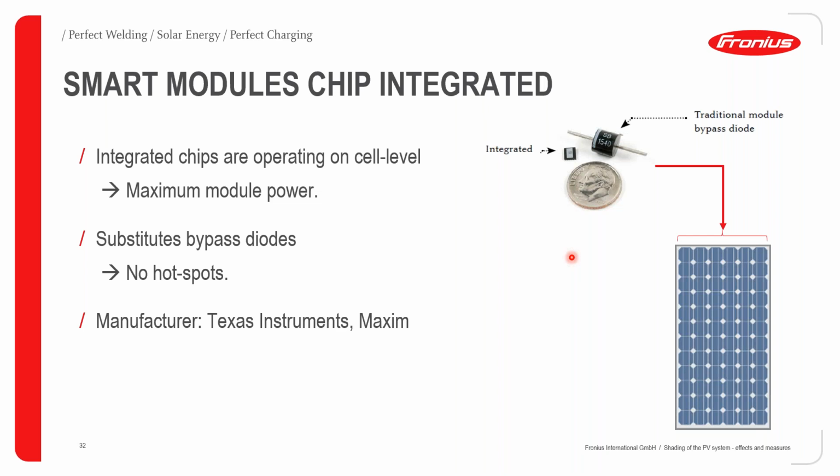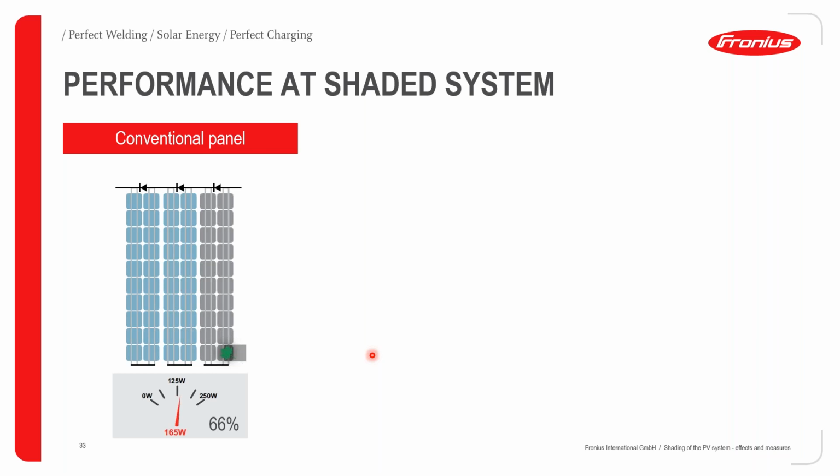So the smart chip or the integrated chip becomes a substitute for the bypass diodes, and therefore this also guarantees no hotspots with the solar modules. As you know, hotspots are really one of the killers of the solar modules. And one of the key manufacturers of these smart chips for integration into solar panels is a company called Texas Instruments.